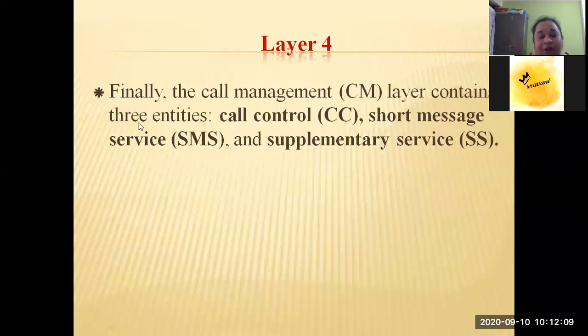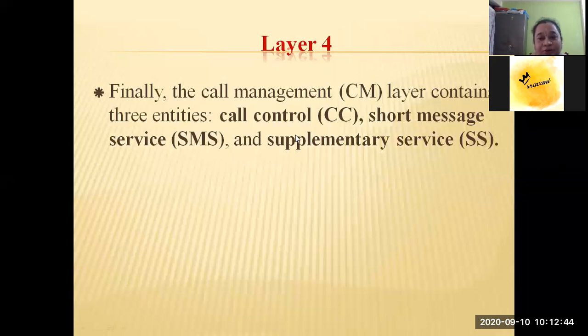Coming to call management, this section will have three entities: call control, short message service, and the supplementary services. We already discussed the supplementary services among the three services of the mobile system: bearer services, tele services, and supplementary services. These supplementary services aid the bearer and tele services, and are used by this call management layer of the network layer.